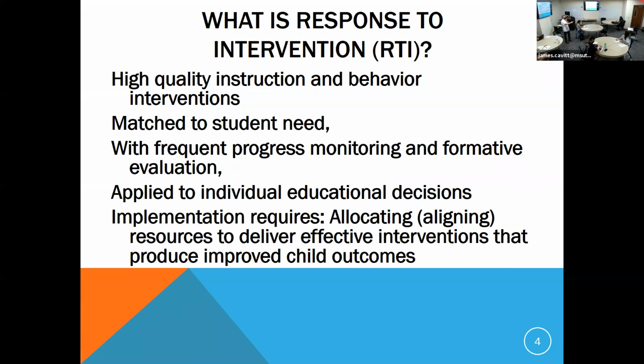It's applied individually to each student rather than just saying it to the whole class. It's for each student. It's aligned to the resources so it delivers the most effective instruction for the students. Those are the important pieces of that. So this is what RTI is.